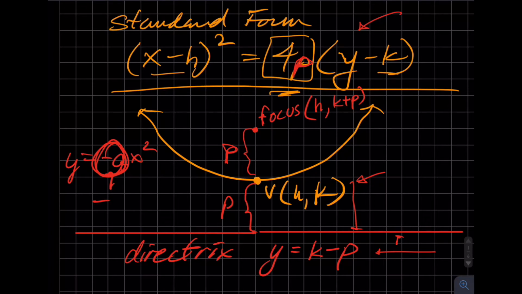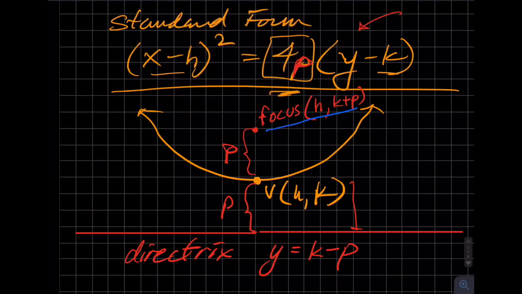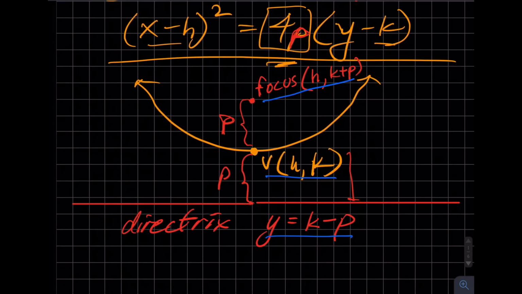Everything works exactly the same, except my p value is now negative. The signs in here, this k minus p and this k plus p, take care of themselves. And it's perfectly fine. There's nothing fancy. So you can simply memorize these relationships that I have written here. I'll underline them in blue. That the focus has those values, that the vertex has those values, and the directrix has those values, or I should say that value, y equals. And that's the vertical case.